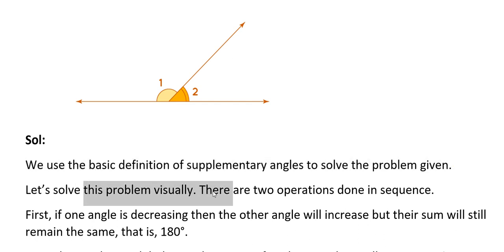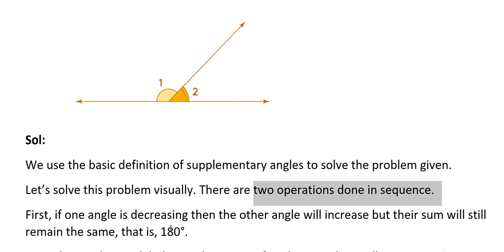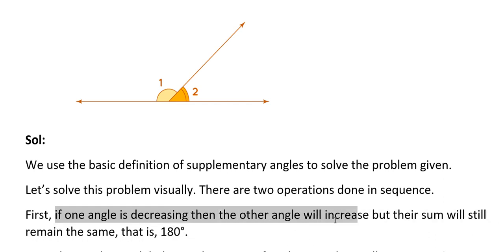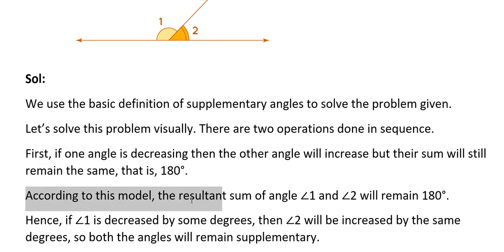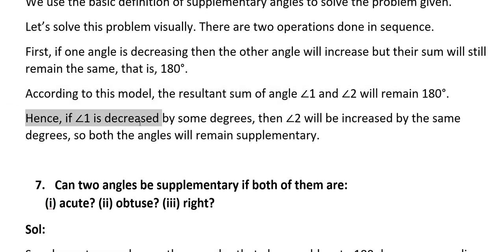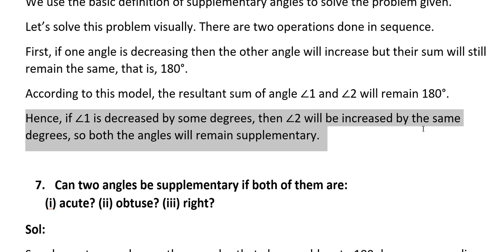Let's solve this problem visually. There are two operations done in sequence. First, if one angle is decreased, then the other angle will be increased, but the sum still remains the same, that is 180 degrees. According to this model, the resultant sum of angle 1 and angle 2 will remain 180 degrees. Hence, if angle 1 is decreased by some degrees, then angle 2 will be increased by the same degrees. So both will remain supplementary.